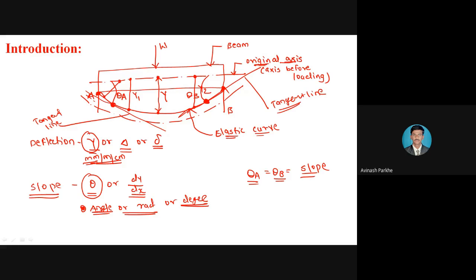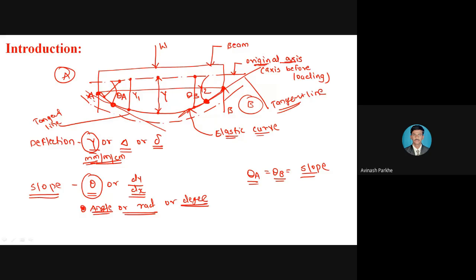and the original axis, that particular angle is called the slope at point A and the slope at point B.